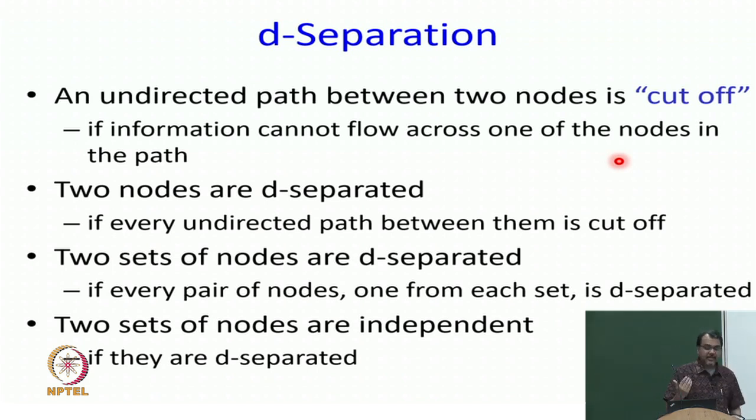You can extend it by saying two sets of nodes are D-separated. So, if this is a set of nodes and this is a set of nodes, they are D-separated if for every pair of nodes they are D-separated. So, A, B, C versus D, E, F, there should not be a valid information path from A to D, A to E, A to F, B to D, B to E, B to F, and so on and so forth. So, all pairs of them should be D-separated, and two sets of nodes are independent if they are D-separated, right, because information cannot flow.